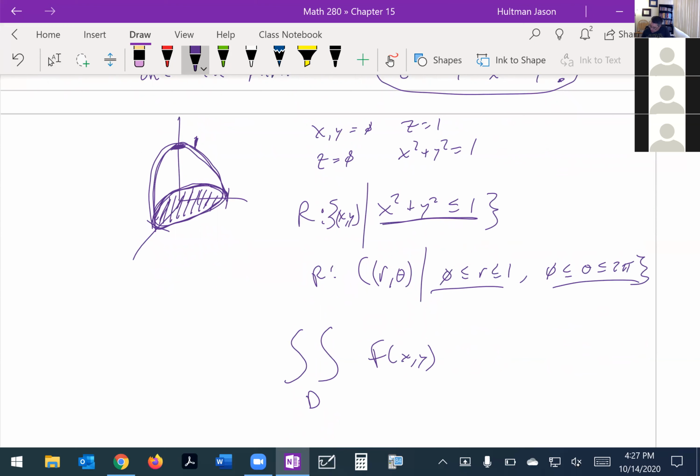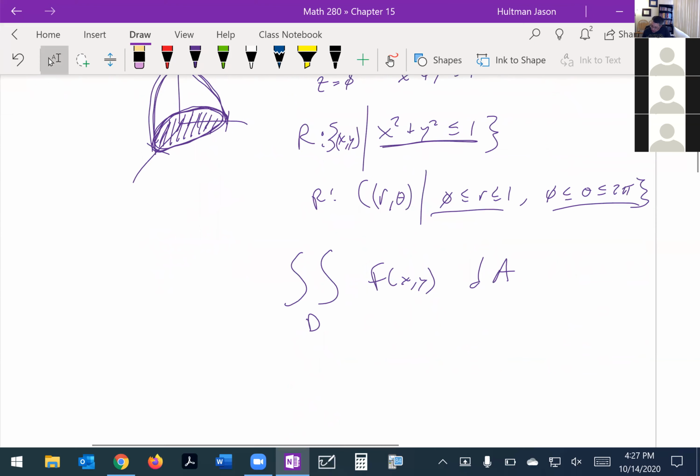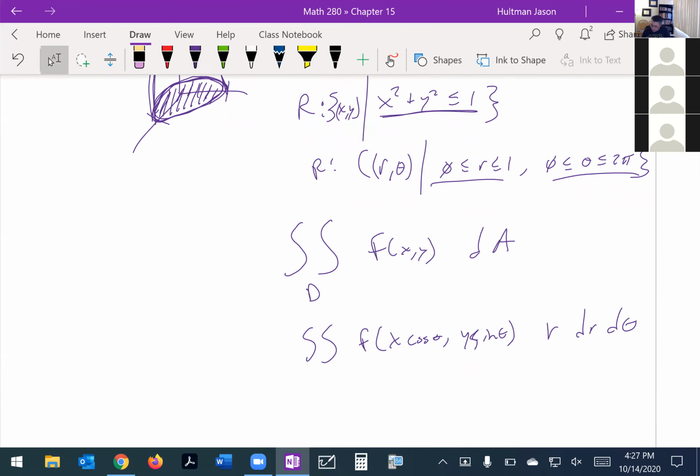Okay. And then dA. How am I going to change this? Well, this is going to become f of x equals r cosine theta, y equals r sine theta, times r dr d theta, over this region in polar coordinates. You can call it r if you want, you can call it whatever. But I do know what that region is now. The r's go from 0 to 1. The thetas go from 0 to 2 pi. So that just lent itself nicely.